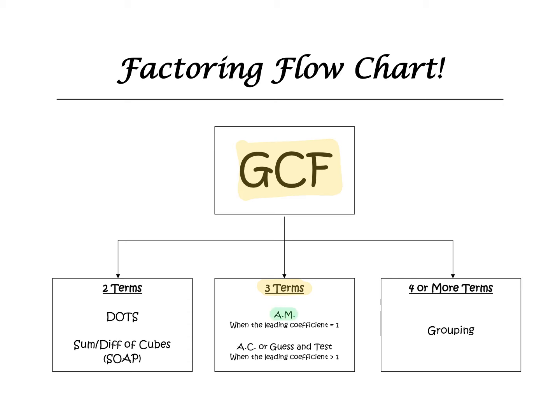We can use AM, which stands for add, multiply, and we also could use something called the AC method or the guess and test method. AC doesn't really stand for anything. I'll explain what it means later on. But these are the two methods that we can use when factoring trinomials. We use AM when the leading coefficient is equal to 1, and we use this AC method when the leading coefficient is greater than 1. So I'm going to do an example of each.